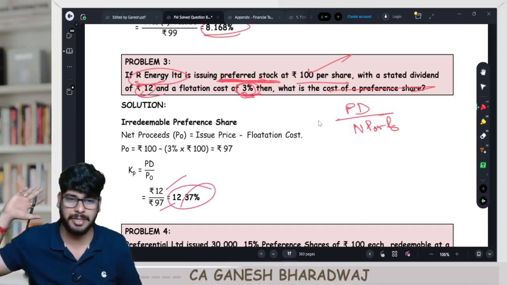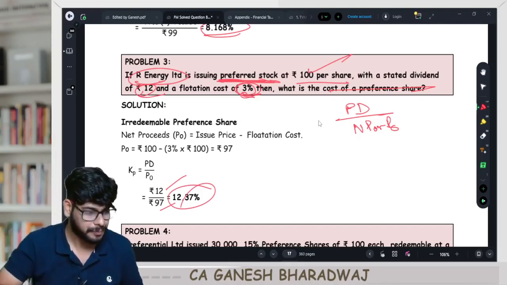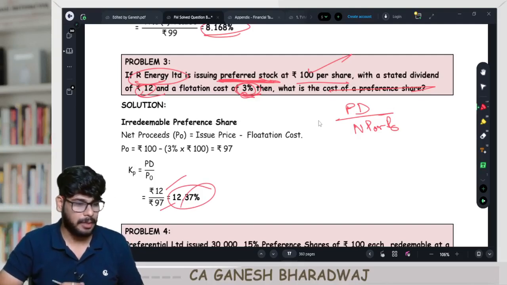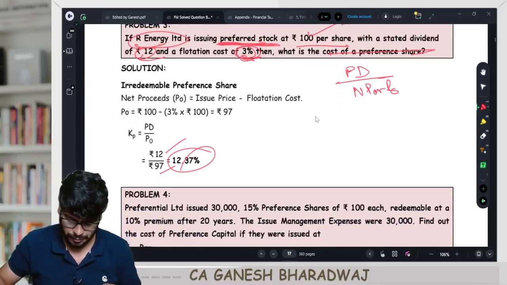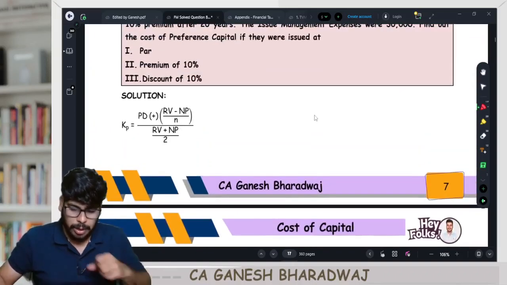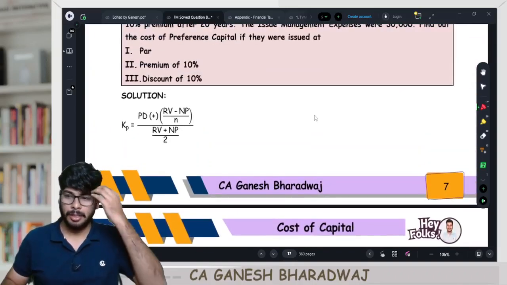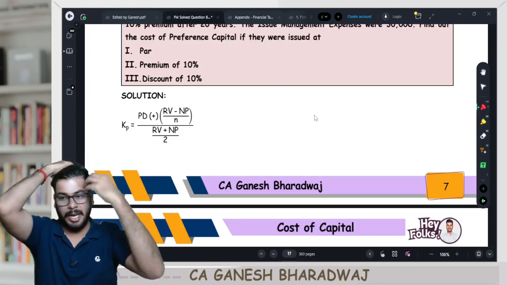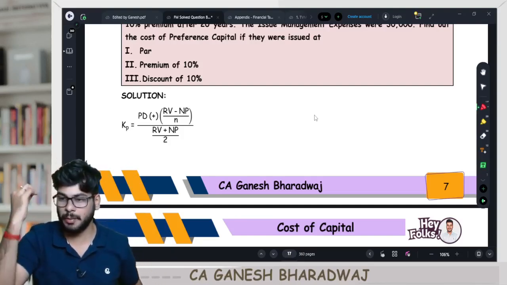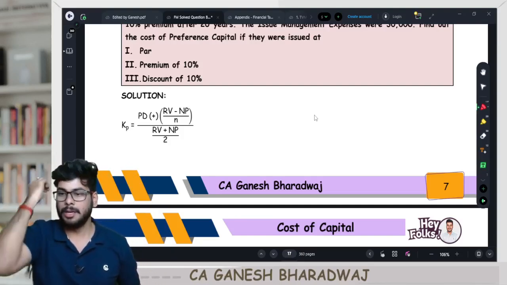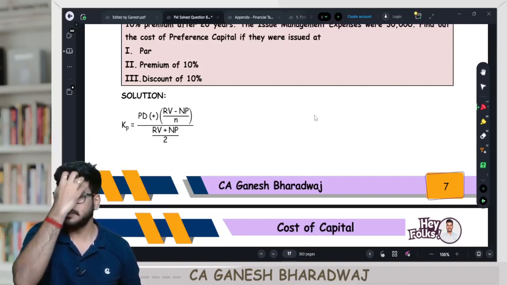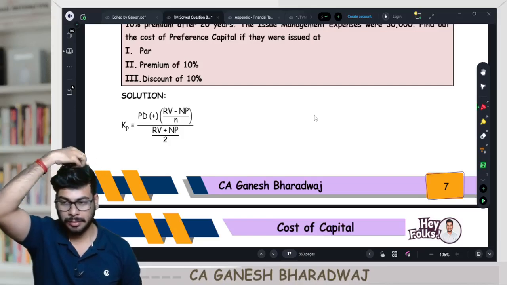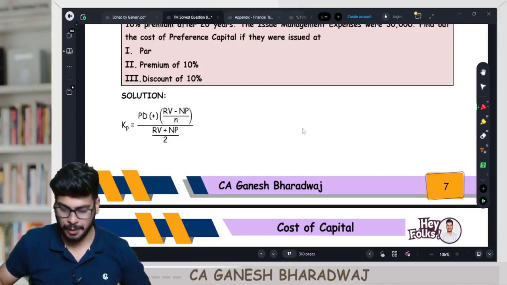Go update your library of adjustment. That's all. Write down. Give all the cross-referencing: question number 3, page number and all that. Write down: cost of irredeemable preference shares hyphen direct. Done. Shall we move on to the next question, guys? Quick. We don't have time to waste. Done. Let's move on to the next one.